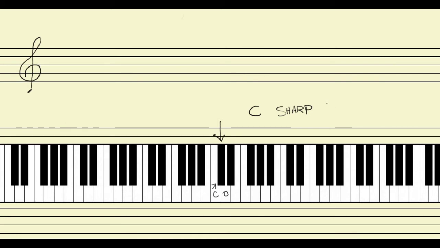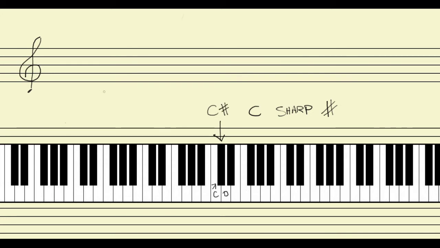When I write it out in musical notation, though, I don't use the word sharp. I use the sharp symbol that I'm going to write for you right here. The sharp symbol looks a little bit like a number sign or a hashtag, but it actually is a little bit different. We'll talk about that in a later video when we talk about writing music notation. But that is the sharp symbol. So we call that black key C sharp.